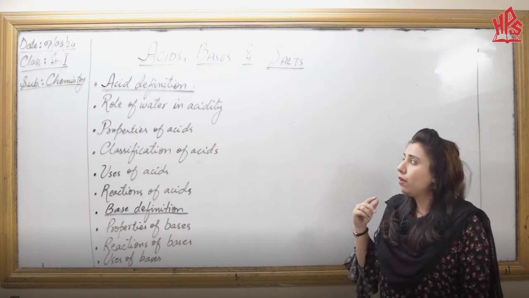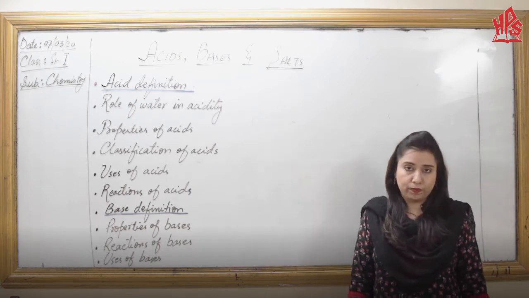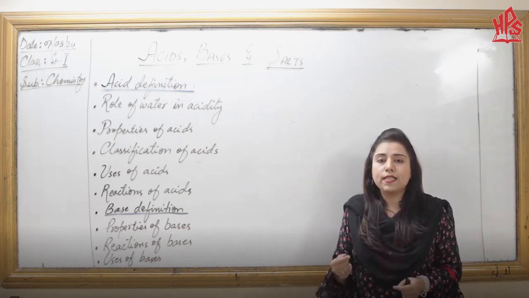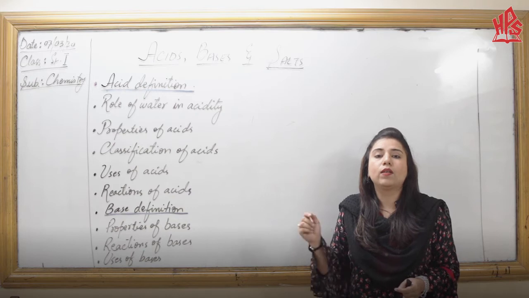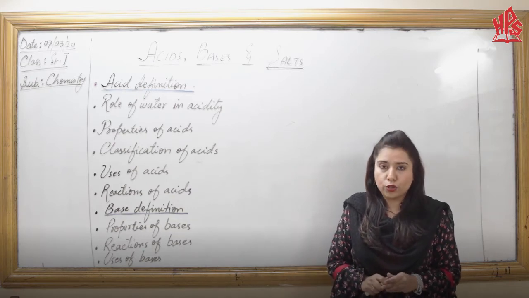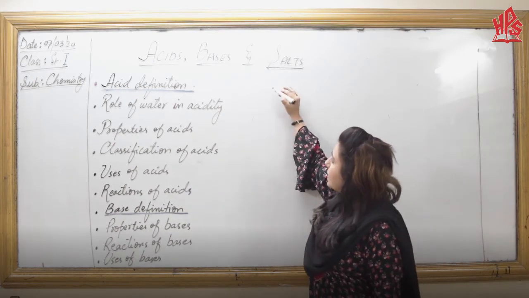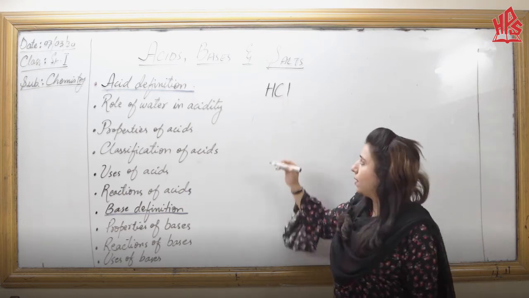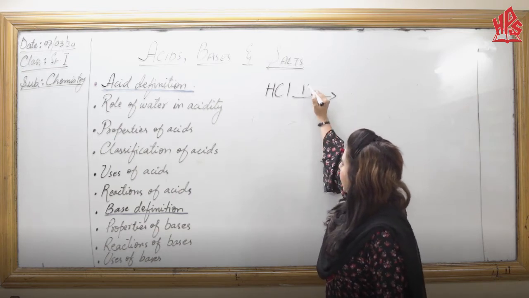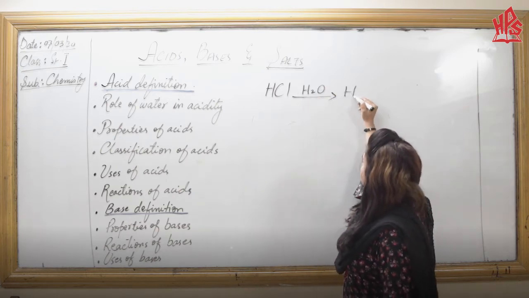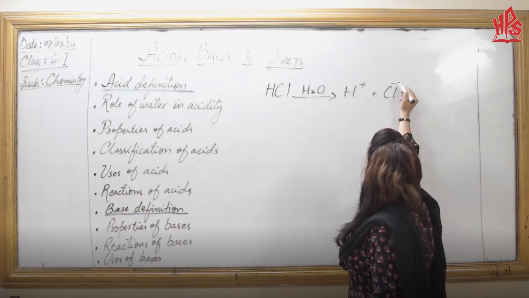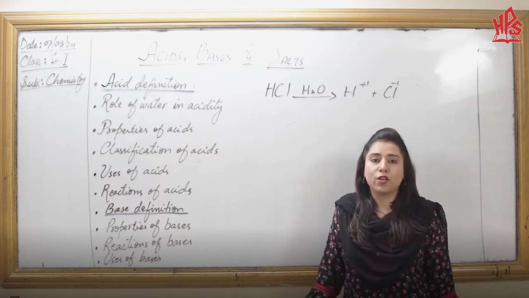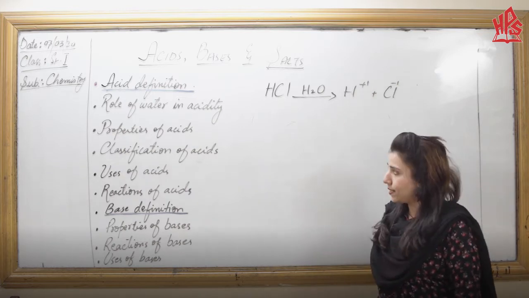First of all, I will go towards the acid definition. What is acid chemically? Acid is something which releases H positive ion in water or in aqueous solution. Let's suppose we are taking the example of HCl. This is hydrochloric acid. When we dissolve hydrochloric acid in water, it releases H positive ion and Cl negative ion. That means something which releases H positive ion is called an acid.